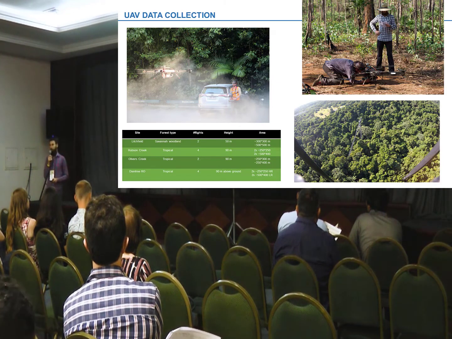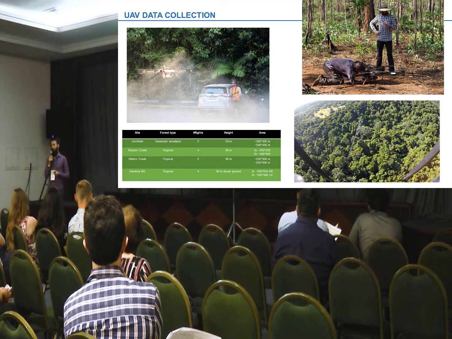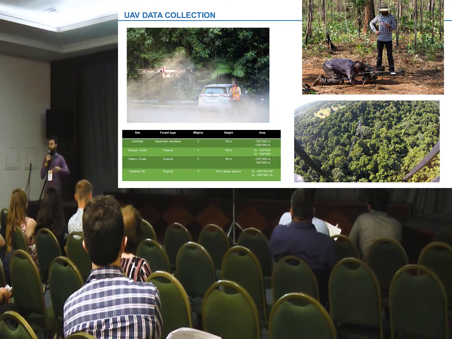Sometimes we couldn't fly the full 500 by 500 meters because we needed to have a line of sight and we had to have a takeoff spot that we could actually start from. So sometimes we had to take off from the parking lot nearby. In Litchfield, we could actually just take off in the middle of the site. So there we have full coverage of a 500 by 500 meter.